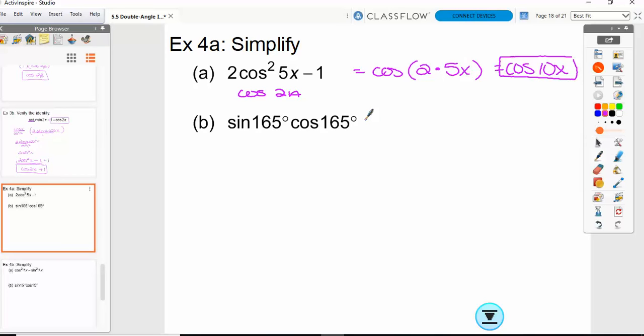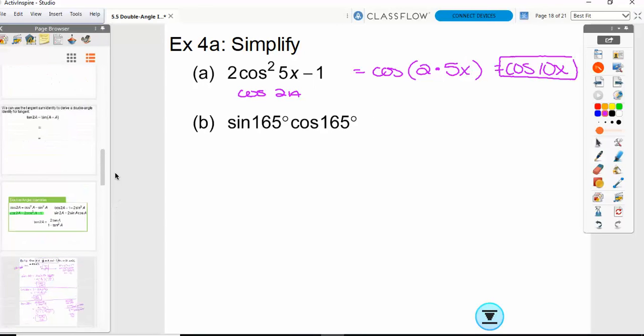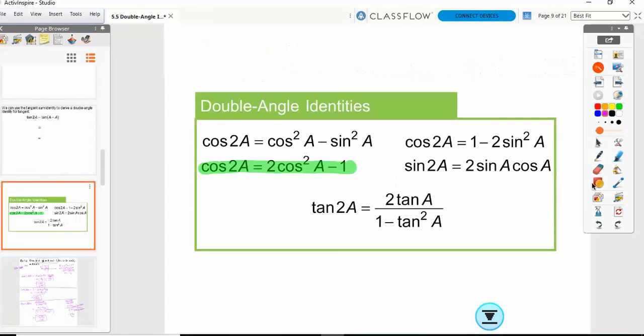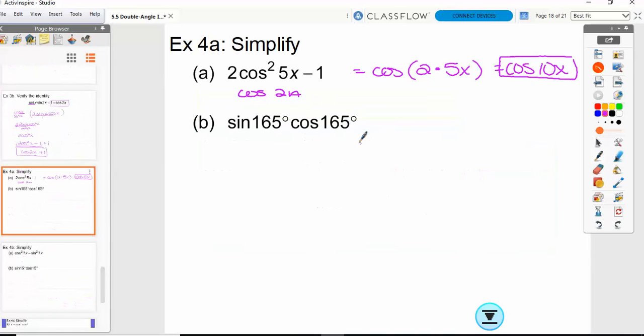B. Sine times cosine. That doesn't match anything exactly, but what's it close to? Except it's just this part. So if you didn't want the 2, you would have to move it over to the other side, right? So it's like 1/2 sine 2a. If I just manipulated my formula a little bit.